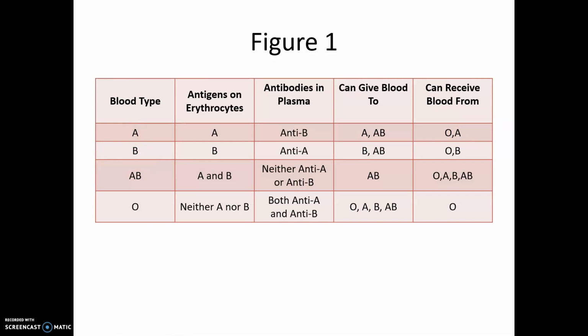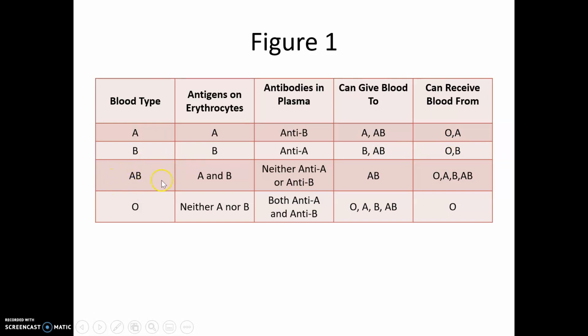For blood type B, you are going to have B antigens on your red blood cells, right? You're going to want to attack everything that is not B, because you do not want to attack yourself, which means you're going to have anti-A antibodies in your plasma. You're going to be able to give blood to people that have B blood and AB blood, and you're going to be able to receive blood from people that have O blood and B blood.